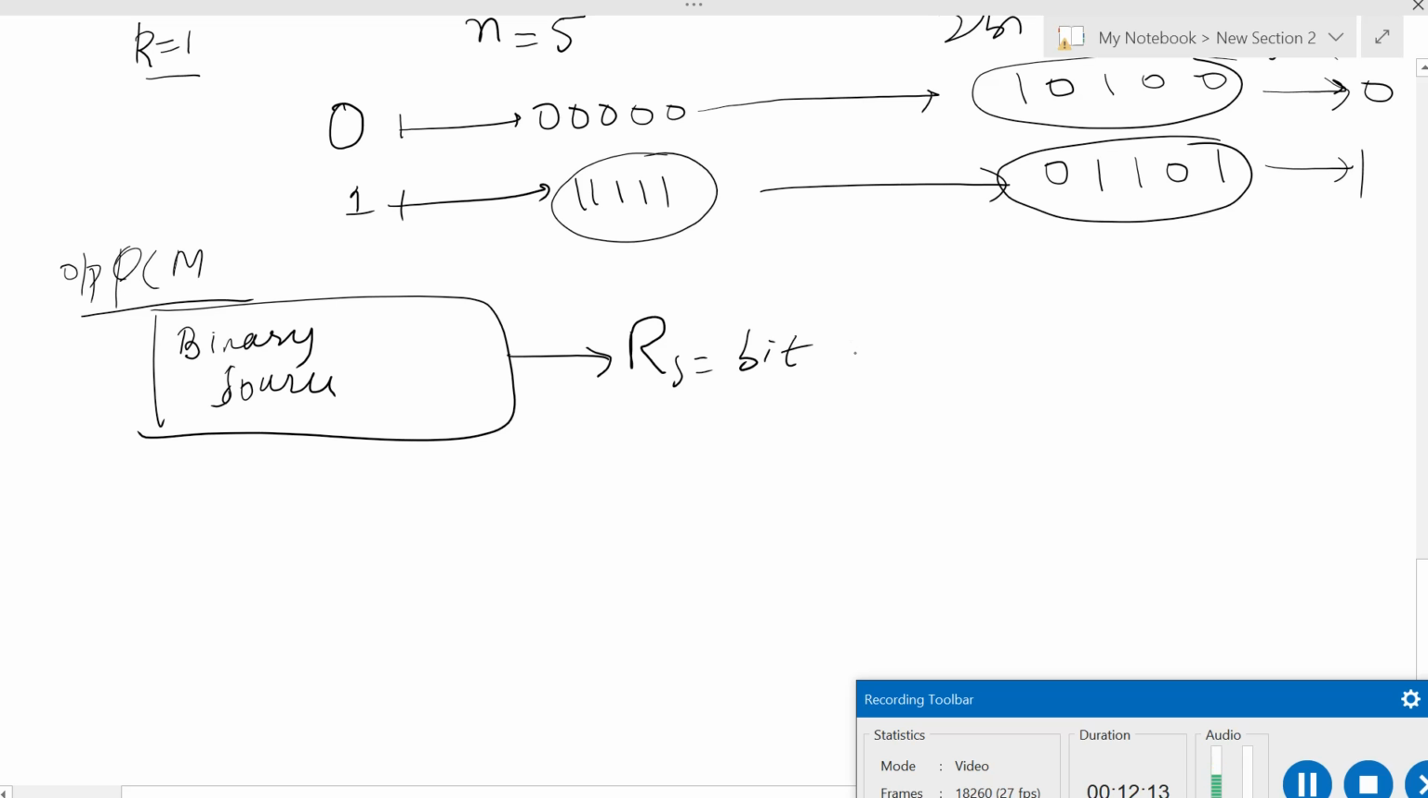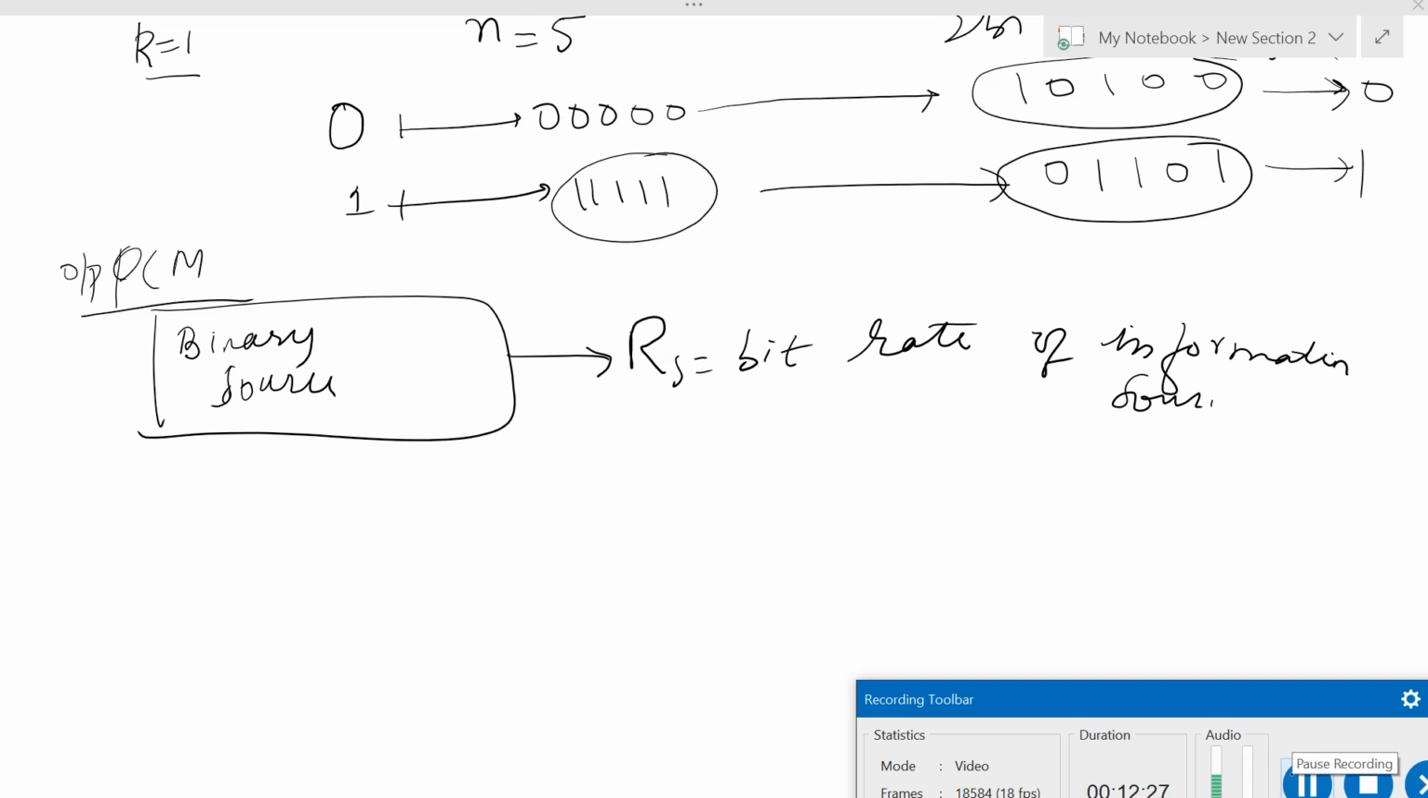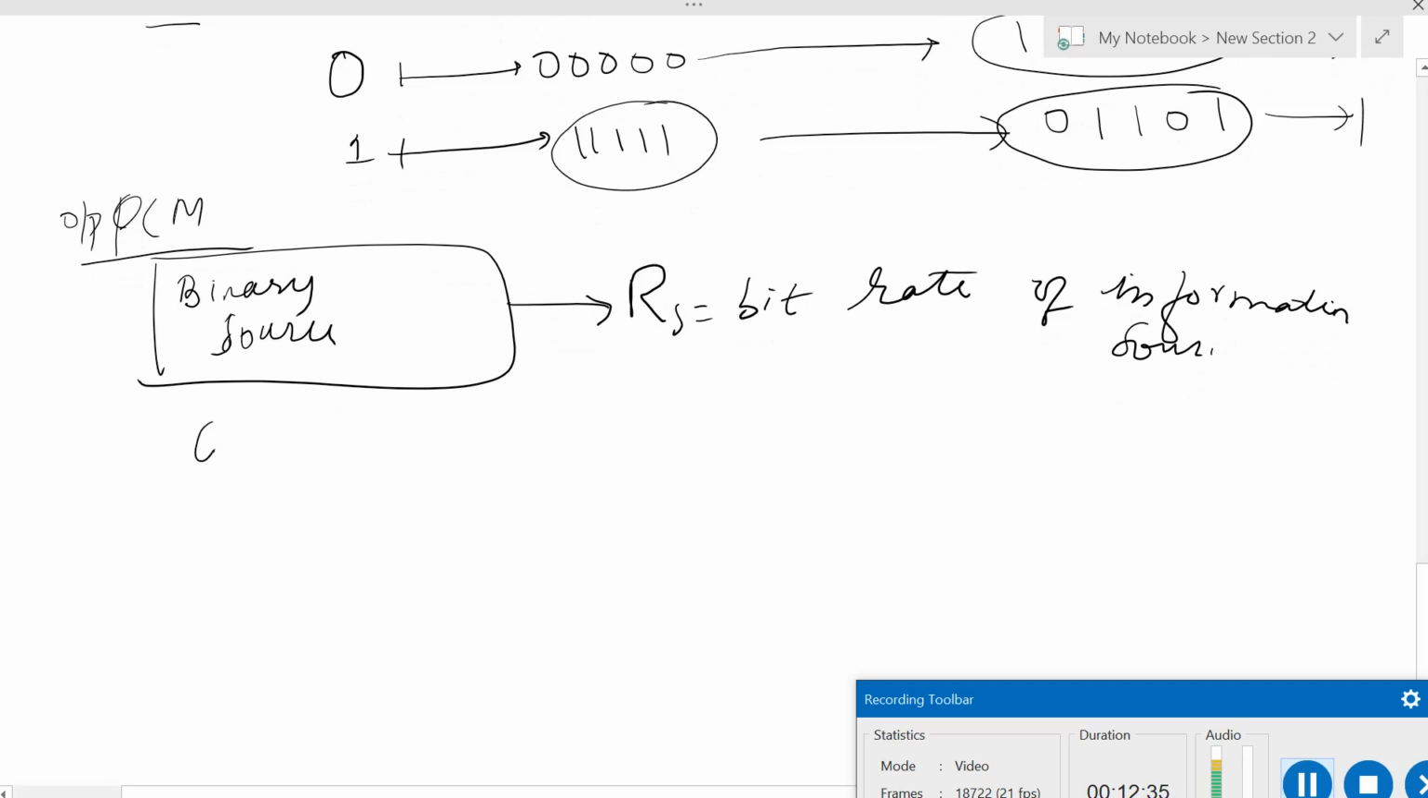Bit rate of information source. Suppose the source may emit 100 bits per second, 200 bits per second, or even more, right? It's called bit rate. But there is another rate which is called code rate.